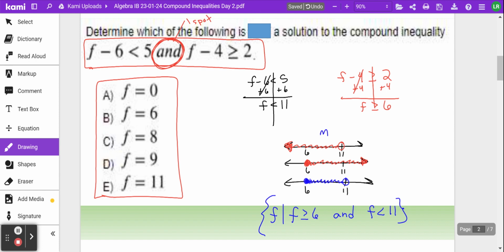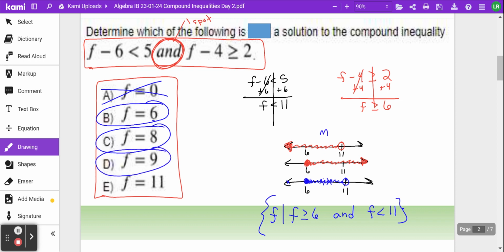Now, let's figure out which of these are in the solution set. 0 is off over here somewhere, so 0 is not in the final solution set. 6 is a closed dot, so 6 is one of the solutions. 8 is in here somewhere, so that is one of the solutions. 9 is in here somewhere, so that is one of the solutions. 11 is an open dot, so 11 is not one of the solutions. So which of these are solutions? B, C, and D.